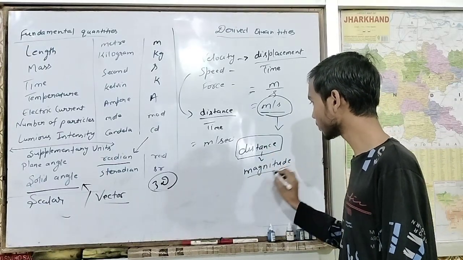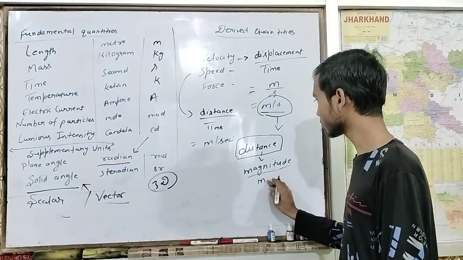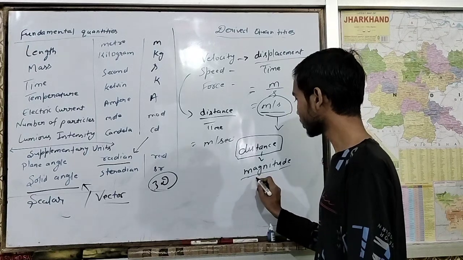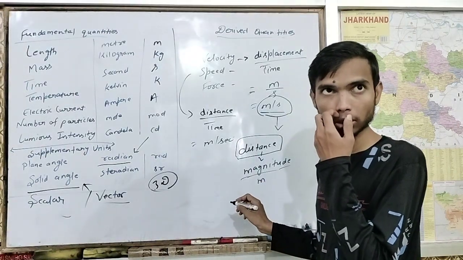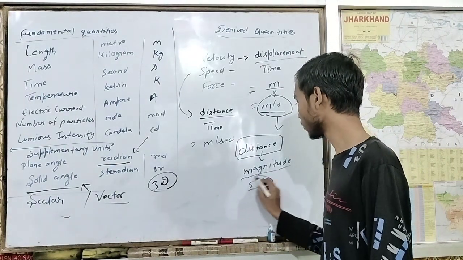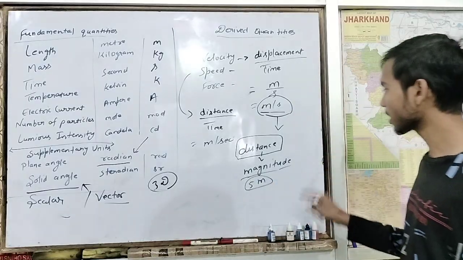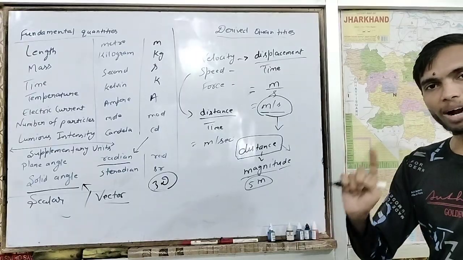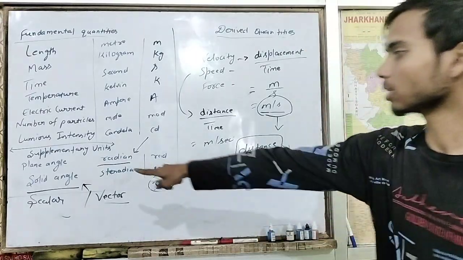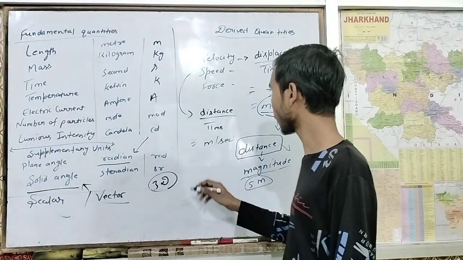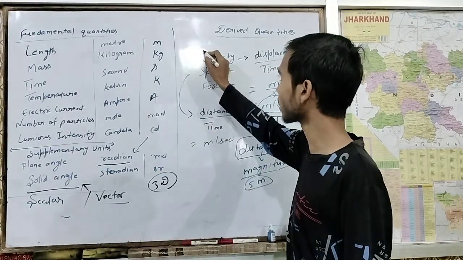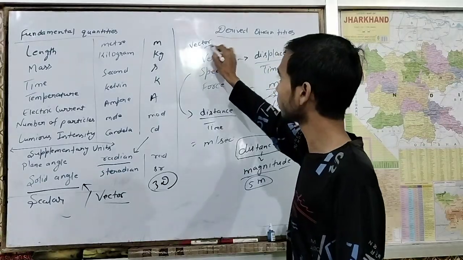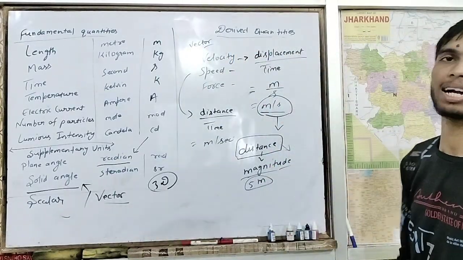And magnitude is nothing but just a meter, a unit with a number. This 5 meter is what magnitude. So any quantity which is providing only magnitude will be known as a scalar quantity. Velocity is a vector quantity. Clear? This is a vector quantity because it provides a direction.